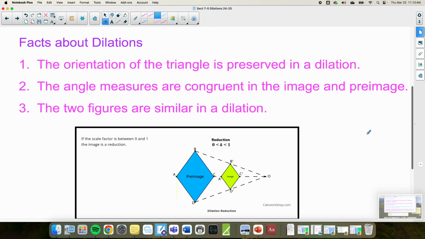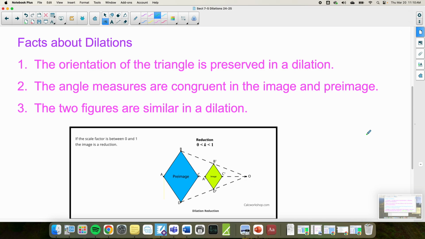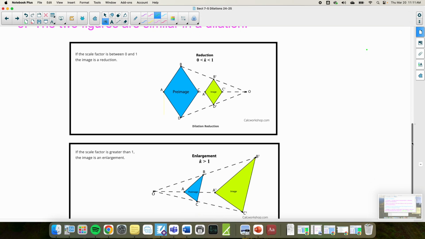These are just a couple things about dilations. The orientation of your figure stays the same, so it shouldn't be turned or flipped or anything like that. The corresponding angle measures are going to be congruent, and then like I said, the two figures would be similar.